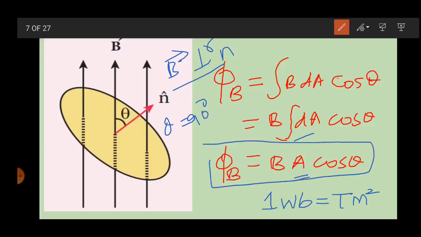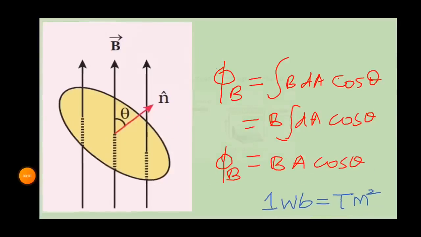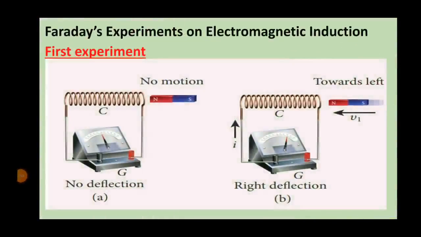Phi B is equal to BA cos theta. So it is measured by Tesla meter square. Magnetic field is measured by Tesla. What is the unit of area? Meter square. Therefore, Tesla meter square. It is also measured in Weber. 1 Weber is equal to Tesla meter square. Understand, students? Next, going to what is electromagnetic induction.